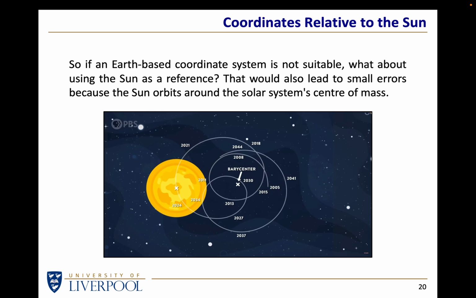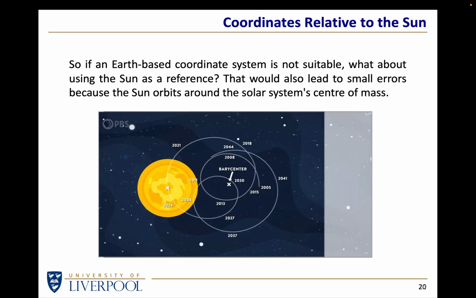It depends on where Jupiter is. If Jupiter and Saturn are on the same side of the solar system, the sun will counterbalance it on the other side of the center of mass. In 2027, Saturn and Jupiter are spread out in the solar system, and so the center of the solar system is close to the center of the sun.